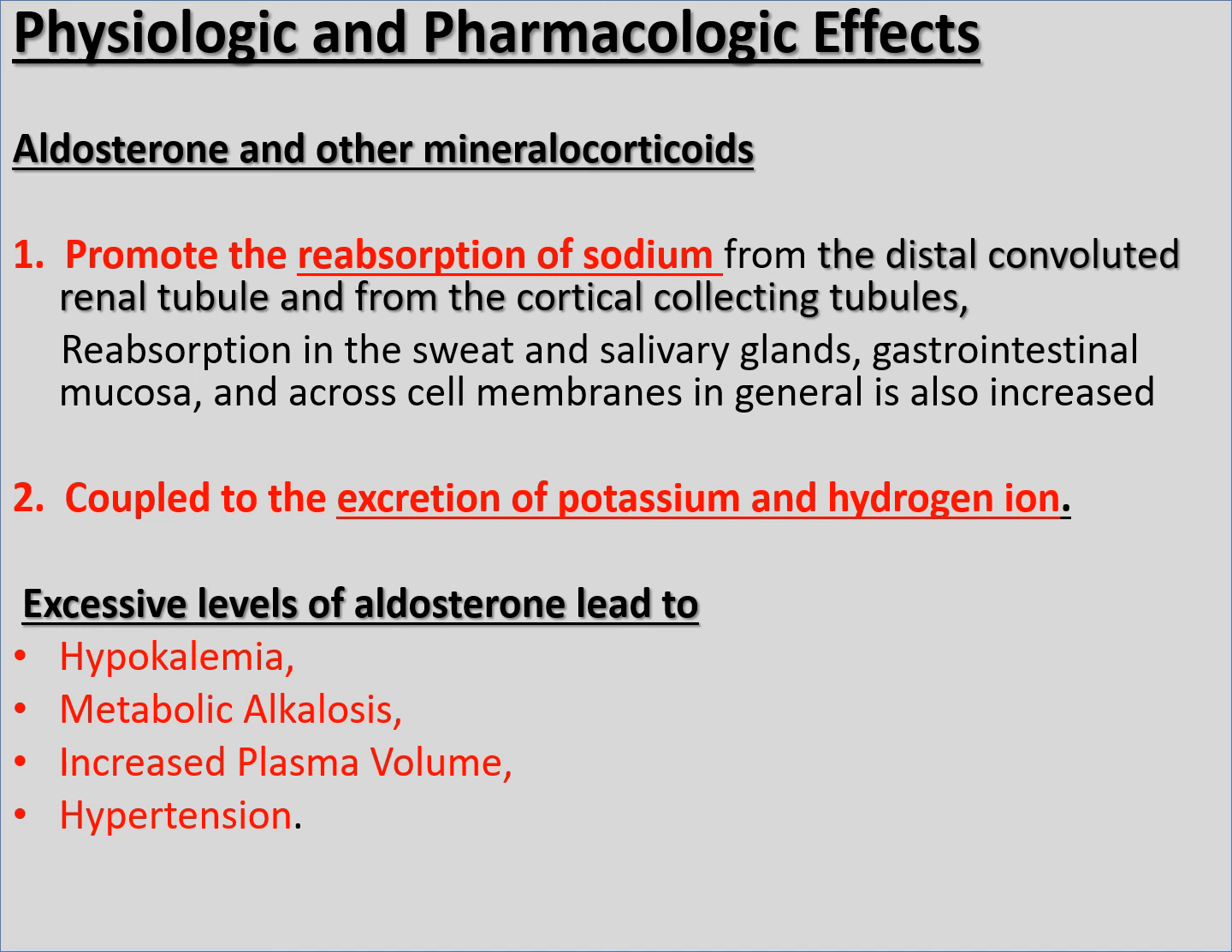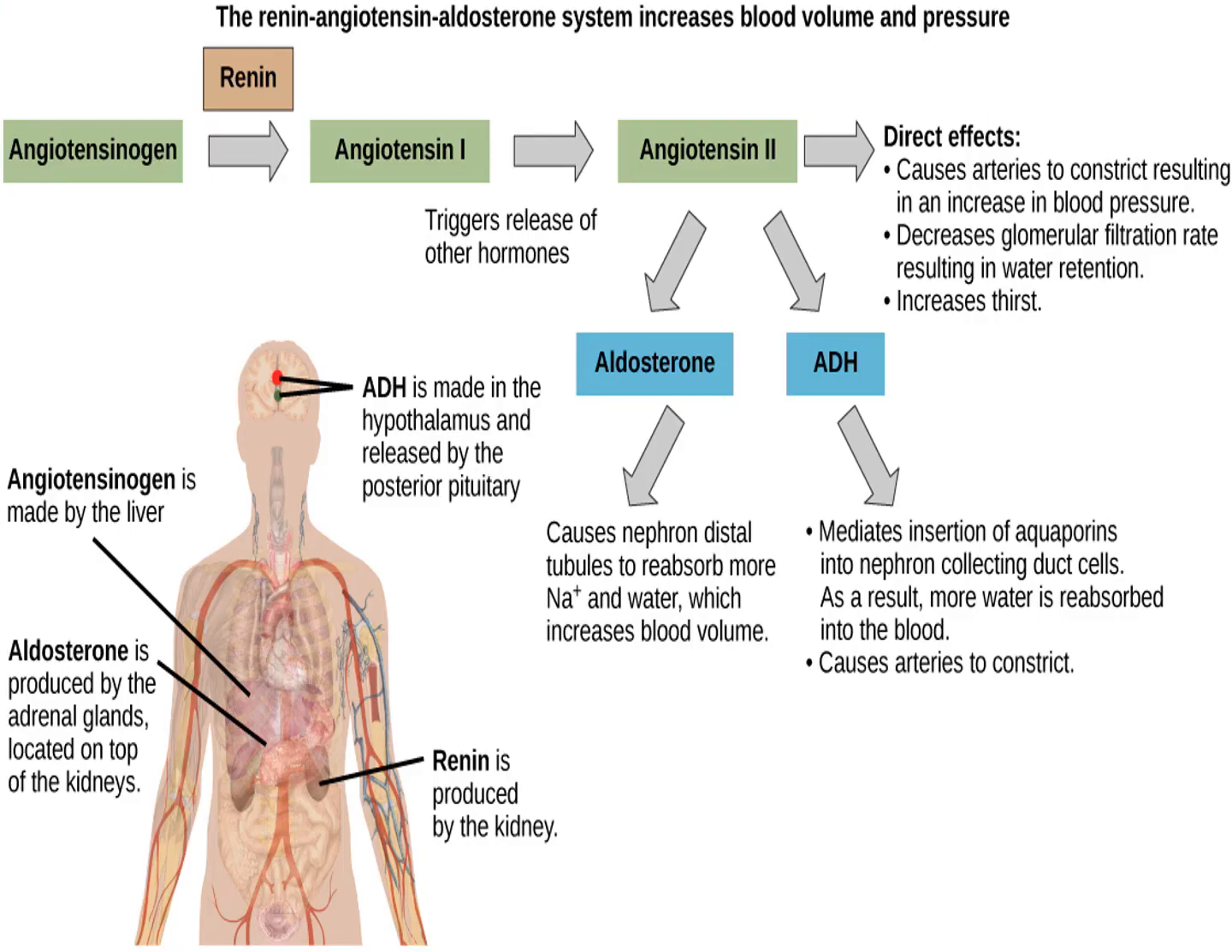Some reabsorption from the sweat and salivary glands also occurs, from GIT mucosa, and across cell membranes in general is also increased. The other important physiological effect is the excretion of potassium and hydrogen ion. The excessive levels of aldosterone lead to hypokalemia, metabolic alkalosis, increased plasma level, and hypertension. Here you can see how this all occurs.